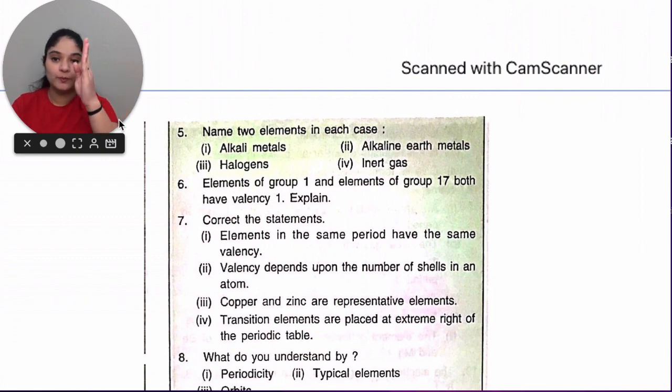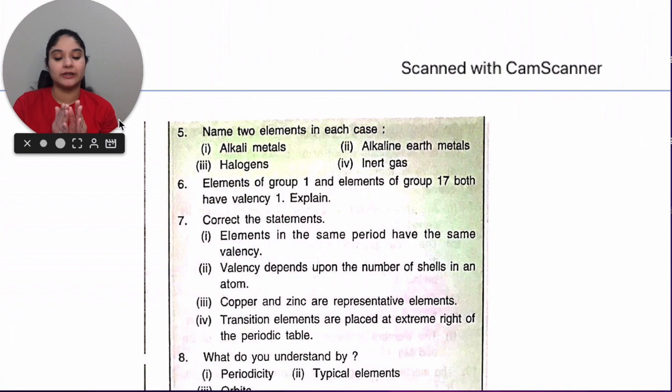When we talk about group 1, the first thing to understand is what is valency. Valency is the combining capacity of an element. That means it will help us identify how many electrons an atom can donate or accept or share to attain stable electronic configuration. That is valency. Group 1 has one valence electron. That means it can donate one electron and attain stable electronic configuration. Group 17 has 7 valence electrons. This means it can accept one electron and attain stable electronic configuration.